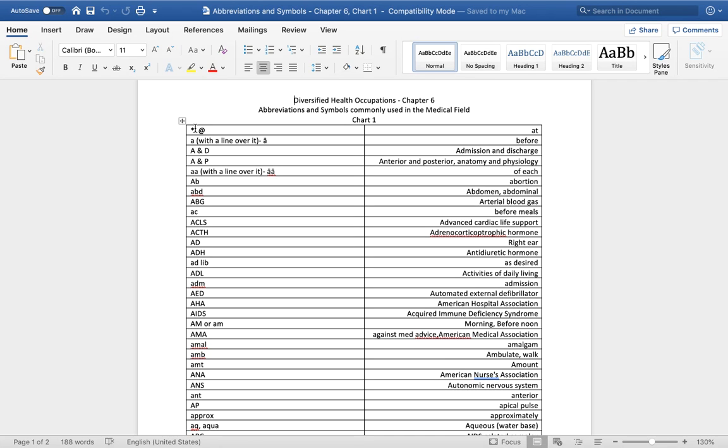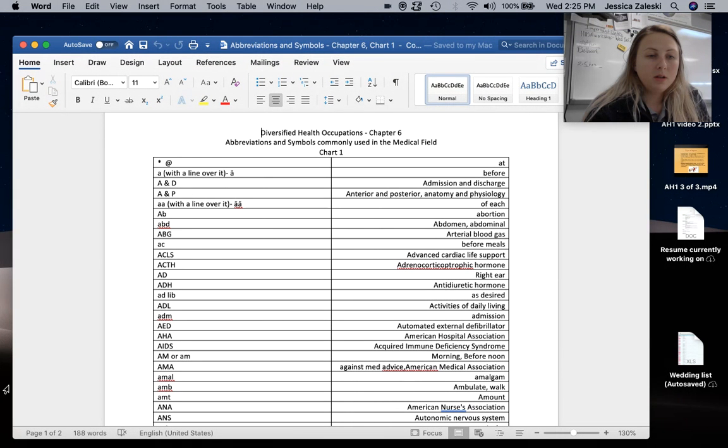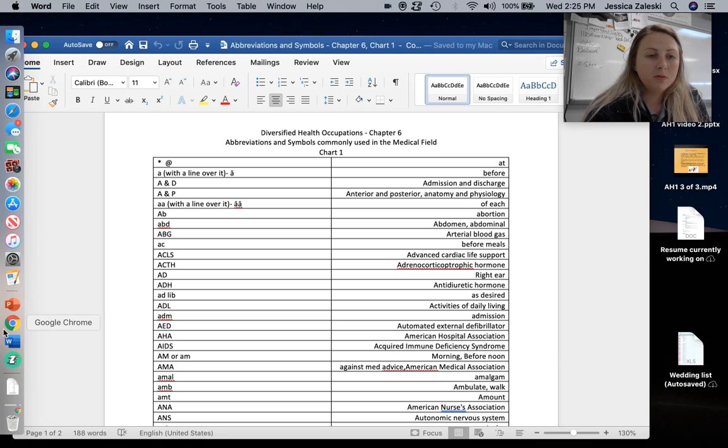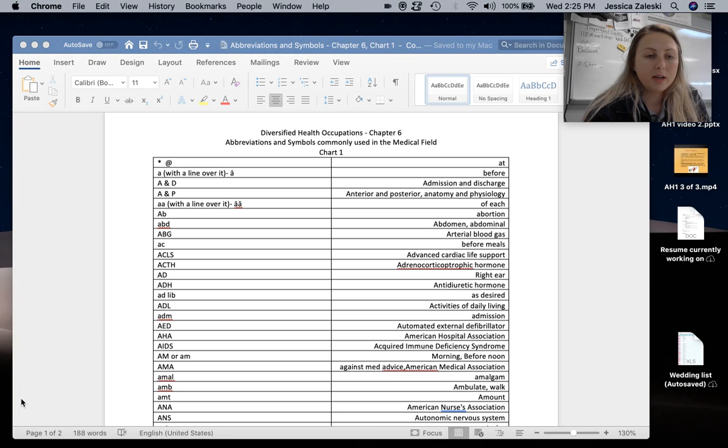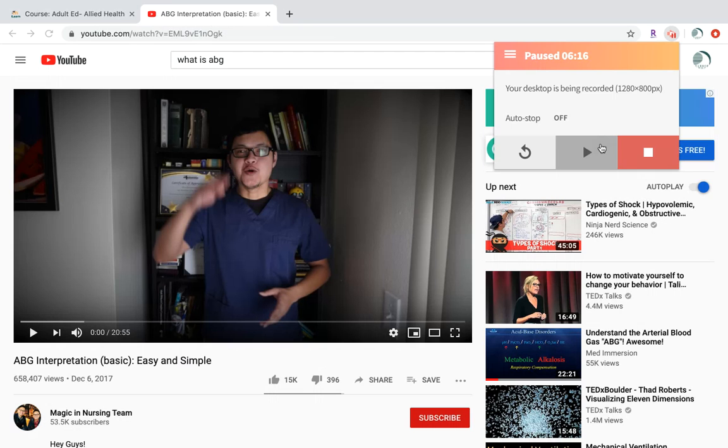ABG, so this is arterial blood gas, and I want to show you a video regarding arterial blood gas because I think I can't really do it justice. Okay, this video is really in depth, but we're only going to play the first 5 minutes, and that just gives you the basics to let you know what ABG actually is.